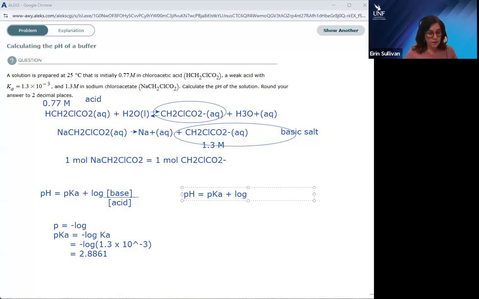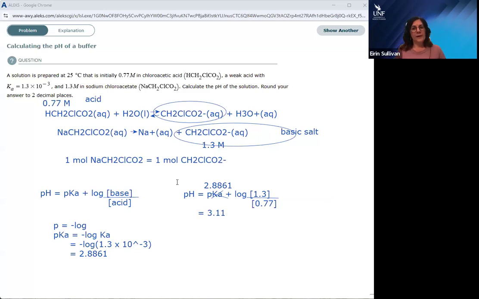So log the concentration of the base is 1.3. And the concentration of our acid is the 0.77. So do make sure you get those the right way round, otherwise you're going to end up with calculating the wrong thing. I didn't write in what the pKa is, silly me. So pKa, which I now have calculated, is 2.886. That's probably plenty. Sorry, I didn't put that in there. So if I stuff that in my calculator, I'm going to get pH equals 3.11 to 2 decimal places.